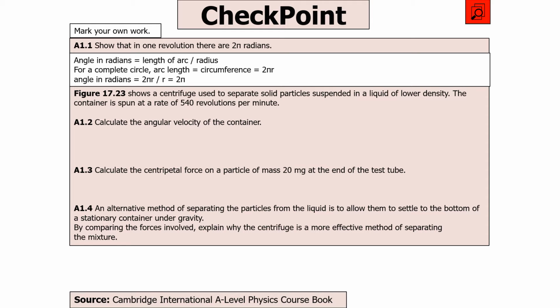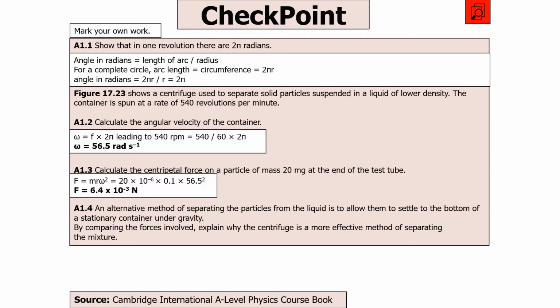Now in this next question, the angular velocity, we can say when we work it through is omega equals 2 pi f. That's an equation you've got to remember. So you can work it through and pop in all the values. Remember to convert revolutions per minute into revolutions per second, which is the frequency, by dividing by 60. So we multiply that by 2 pi and we get 56.5 radians per second.